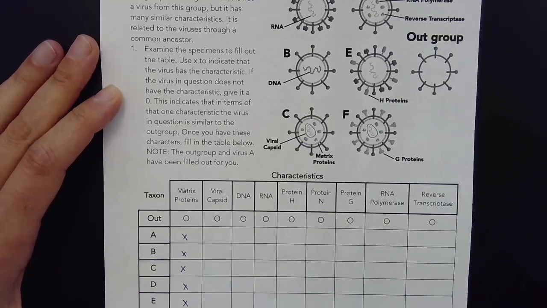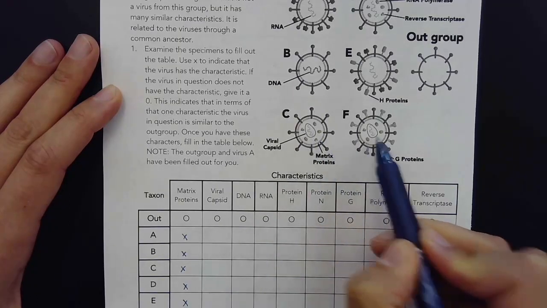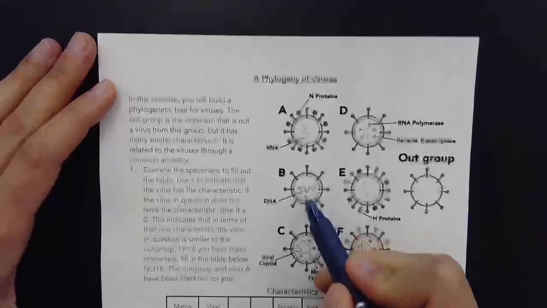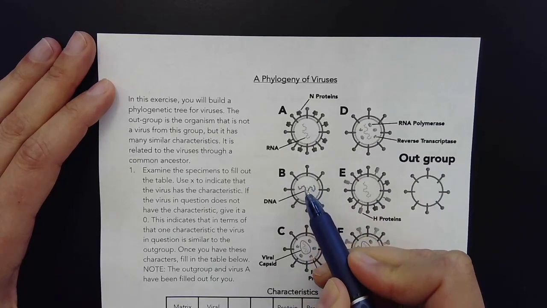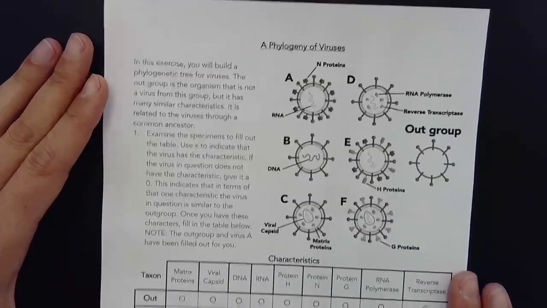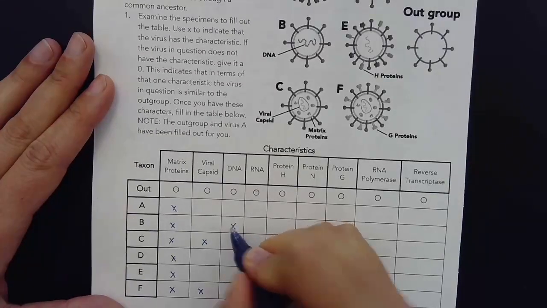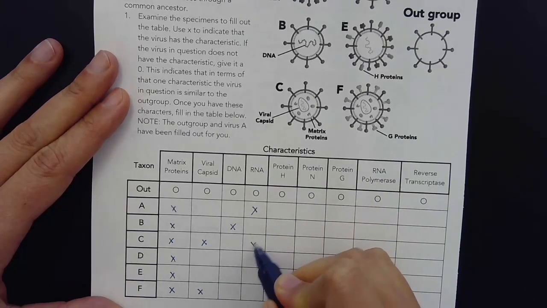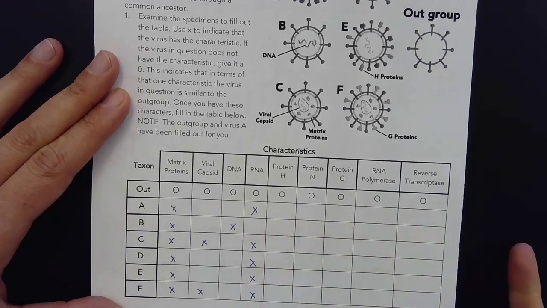Next, I'm going to look at a viral capsid, which looks like this. And it looks like C and F are the only ones that have those. Next, we're going to look at DNA. DNA looks like this, while RNA looks like that. See how the DNA one is darker? So DNA is found in just B. All of the other ones have RNA. And then using this technique, I'm going to complete the rest of the table.